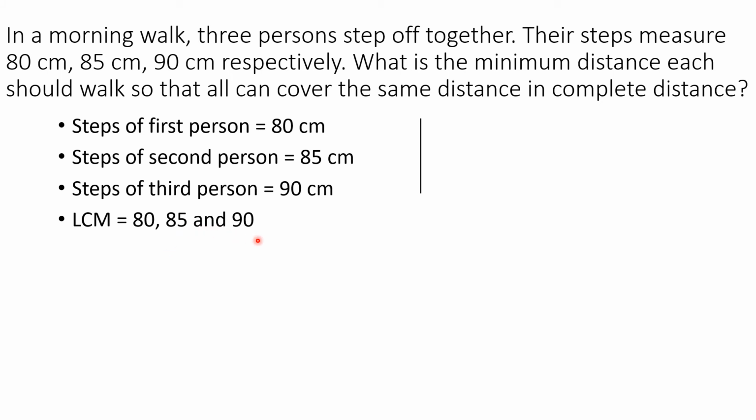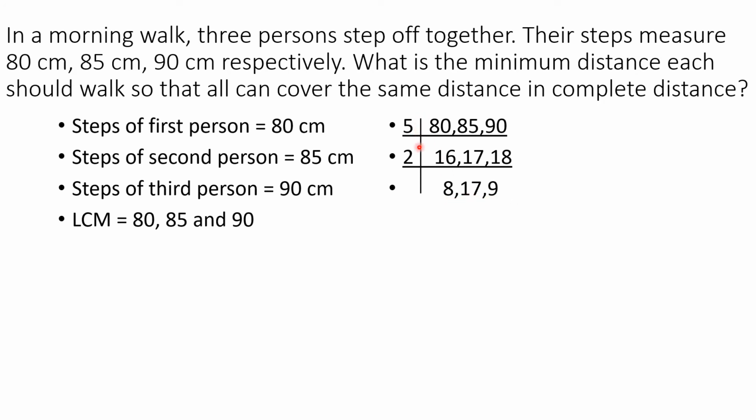LCM of 80, 85 and 90 we have to calculate, and here I am using the division method. At first you know that 5 is a common divisor for all these three. So we will divide by 5. So here 5 16s are 80, 5 17s are 85 and 5 18s are 90. Now there is no common divisor for all these three, but yes, there is a common divisor for 16 and 18, which is 2. So we will divide by 2. 2 8s are 16, 17 as it is because it is not divisible by 2, and 2 9s are 18. Now 8, 17 and 9. 17 is a prime number and there is no common divisor for 8 and 9. That's why we will stop here.